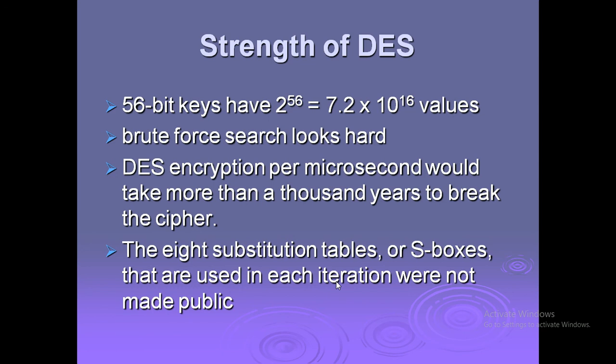Strength of DES. 56-bit keys have 2 to the power 56, equal to 7.2 times 10 to the power 16 values. Brute force attack is impractical. At one encryption per microsecond, it would take more than thousands of years to break the cipher. The 8 substitution tables, or 8 S boxes, that are used in each iteration were not made public.